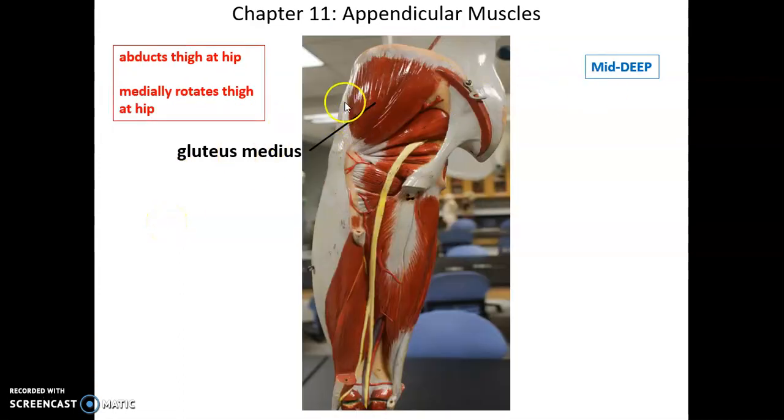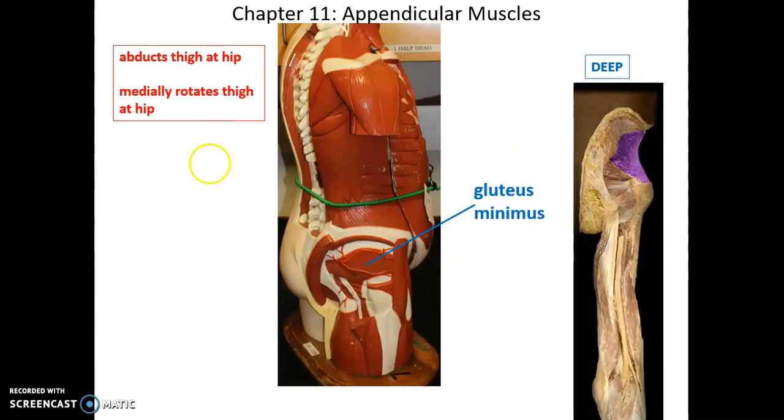If you remove gluteus maximus, you have below it gluteus medius. Gluteus medius can abduct the thigh at the hip joint and also medially rotate the thigh at the hip joint. Laterally rotate, medially rotate. And then if you remove gluteus medius, you have gluteus minimus. Gluteus minimus also abducts the thigh at the hip joint and medially rotates the thigh at the hip joint. So medius and the minimus have the same actions.